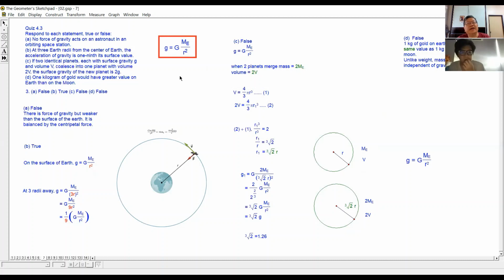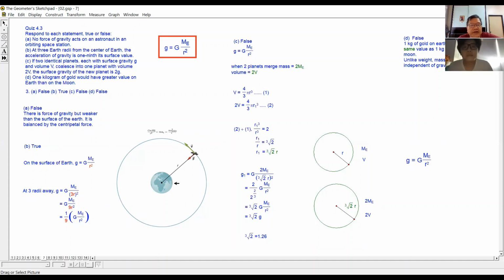our small g, our acceleration due to gravity. So this acceleration due to gravity is the universal gravitational constant multiplied with the mass of the Earth divided by the square of the radius of the Earth. Now this radius is not necessarily the Earth's radius. If it is on the surface of the Earth, then it is the radius of the Earth. But if it's at a certain distance away from the surface of the Earth, you look at the picture here.